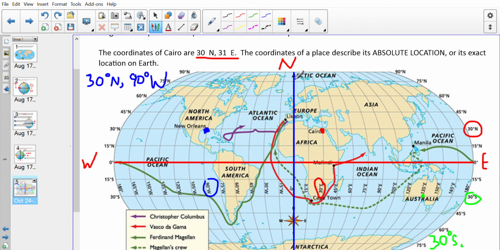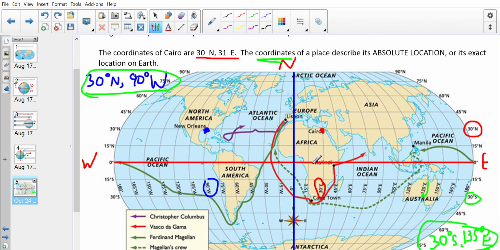And it's on the eastern side of the Prime Meridian, so it's going to be measured in degrees east. It's going to go all the way over to 135 degrees east. Right? And those are the coordinates for this city in Australia. When we have these two numbers together, those are called coordinates. Okay? You use coordinates to find places on the map.